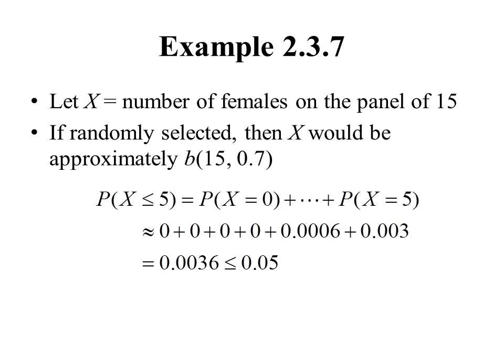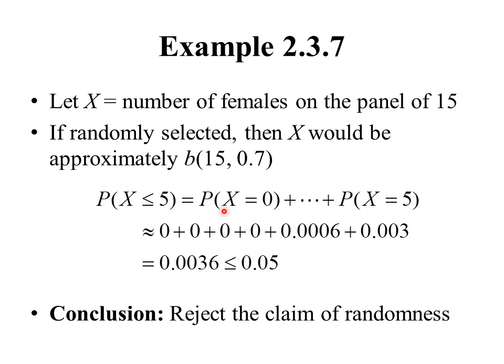Then the probability that X equals 0, 1, 2, or 3 is very small, practically 0, and so that's where we get these numbers here. Those probabilities are technically not 0, but they're so close to 0 we'll call them 0. This is the probability that X equals 4, the probability that X equals 5. If we add those up, we get 0.0036, and that is much less than 0.05. So because that probability is so small, our conclusion would be to reject the claim of randomness.